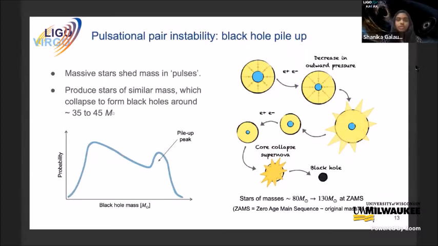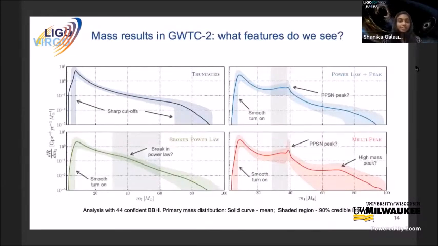So these are some of the motivations, the astrophysics, behind the models that we used in our population analyses. So now let's have a look at what our results actually look like. Moving on to the next slide, thank you. So here are our population results from GWTC-2.